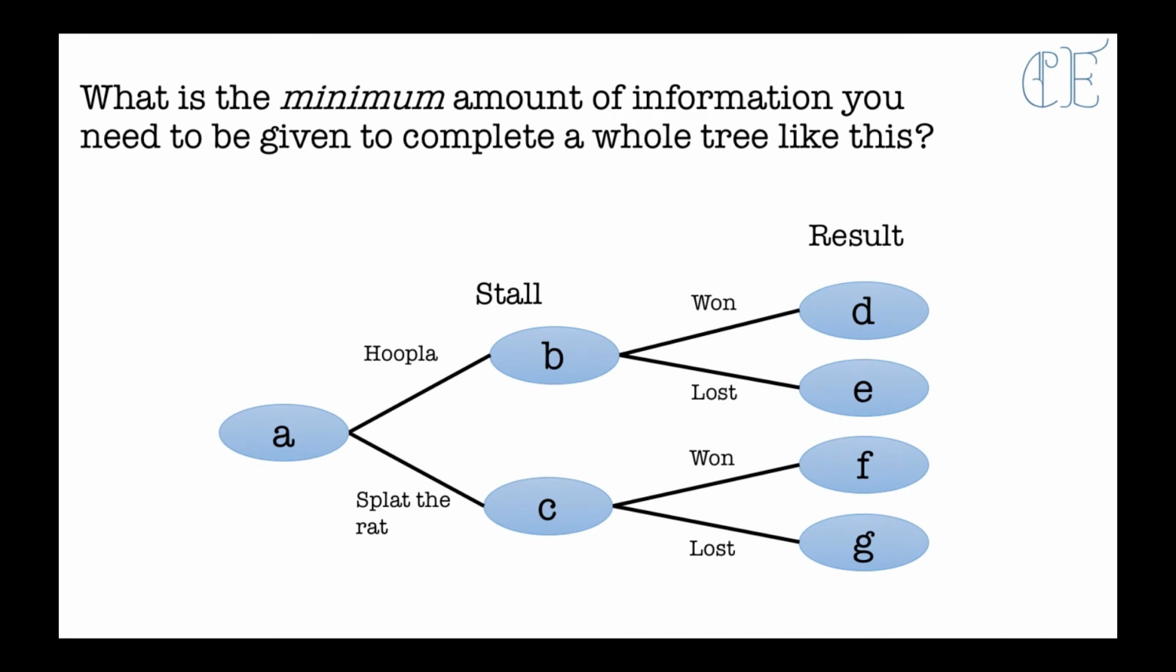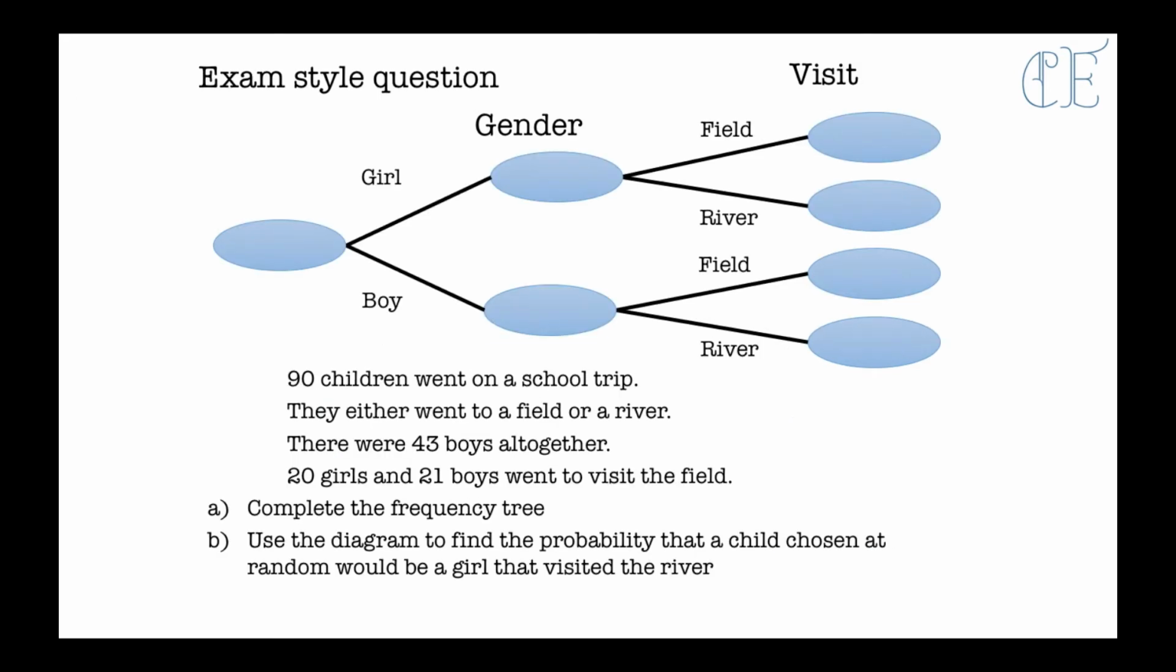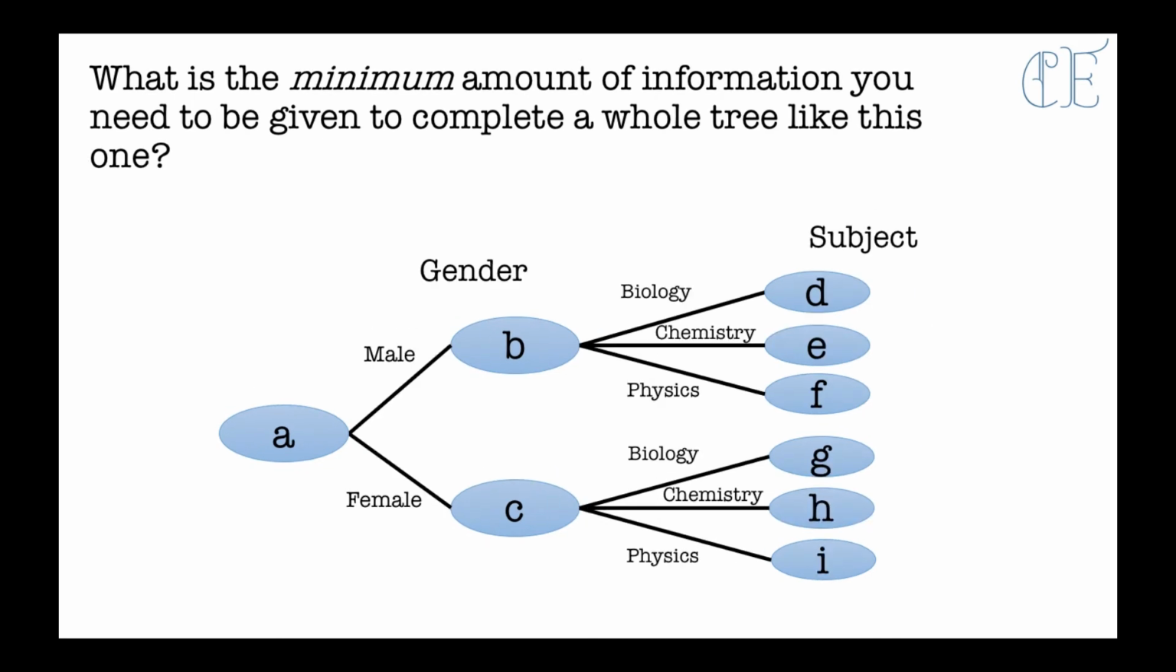So what is the minimum amount of information you need to be given to complete a whole tree like this? As you can see in this question, if I just go back a little bit, it gave us no information in the actual tree, but it gave us quite a lot of information to put into the tree. If we didn't have enough information, we wouldn't be able to answer the questions. So we need to be able to put that information in.